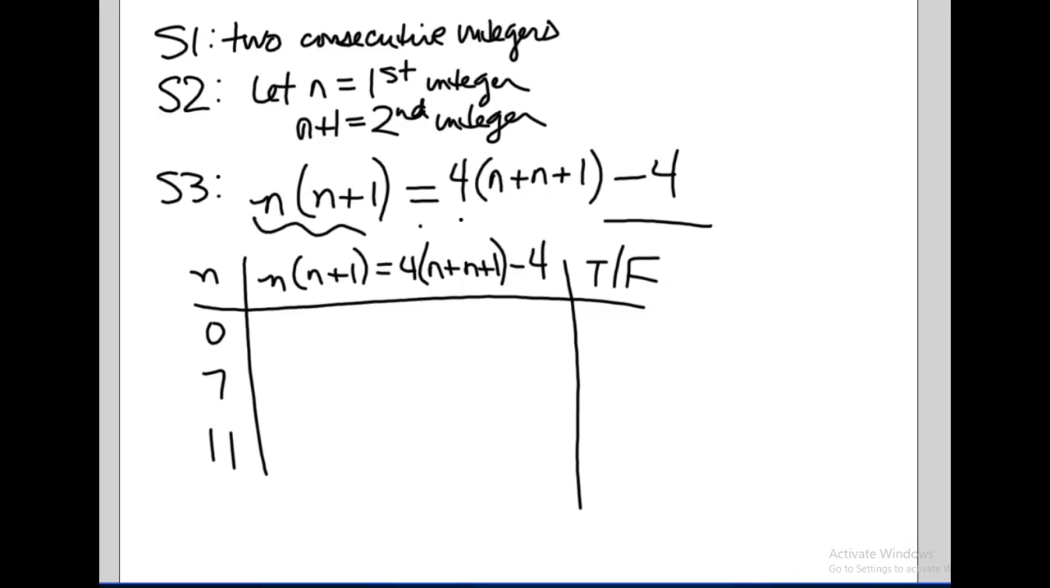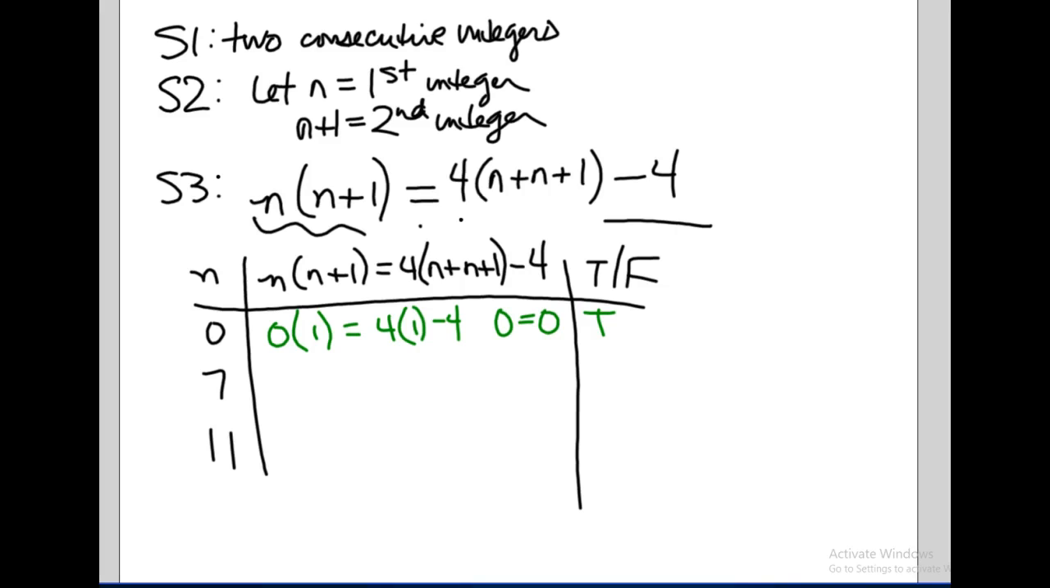So let's try these. Let's try 0. So we've got 0 times 0 plus 1, which is 1, equals 4 times 0 plus 1 minus 4. So let's check that out. Hey, guess what? This is going to give me 0, and 4 minus 4 is 0. Does 0 equal 0? Yeah, that's a true statement.